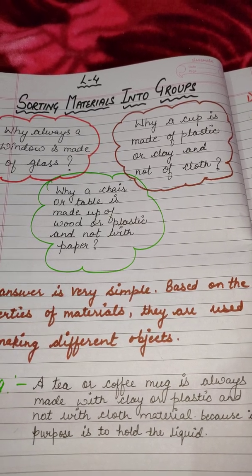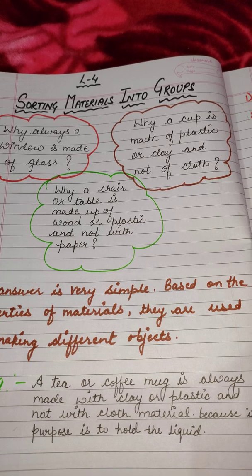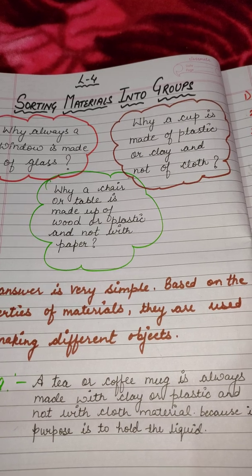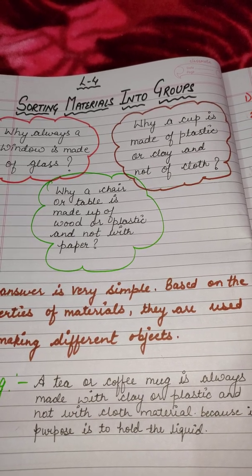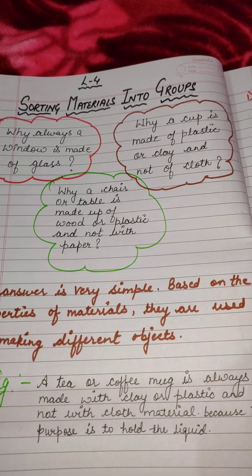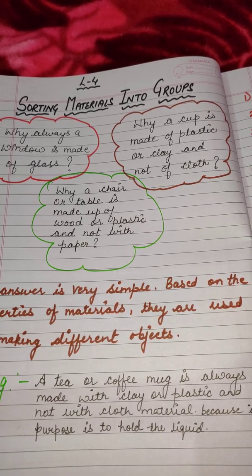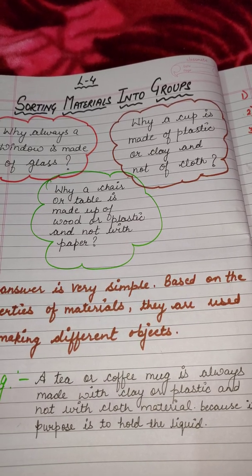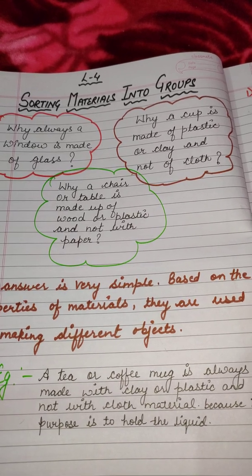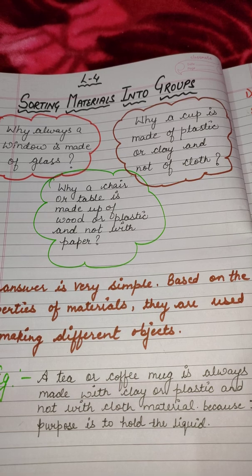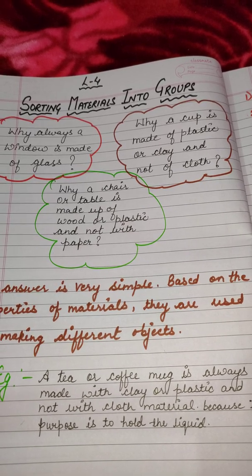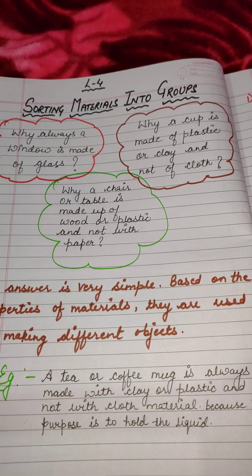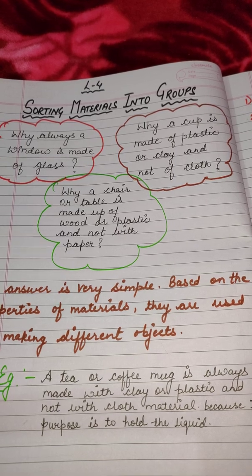In our previous video, we discussed objects and materials. Now we know we have a variety of materials, and a variety of materials make different objects. But how do we decide that a particular material is suitable for making a particular type of object? Why is a window always made of glass? Why is a cup made of plastic or clay and not of cloth? Why is a chair or table made of wood or plastic and not of paper?